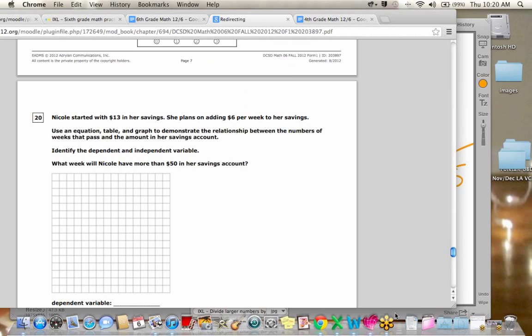Ashley, read the problem for us. Nicole started with $13 in her savings. She plans on adding $6 per week to her savings. Use an equation, table, and graph to demonstrate the relationship between the number of weeks that pass and the amount in her savings account. Identify the dependent and independent variable. What week will Nicole have more than $50 in her savings account?